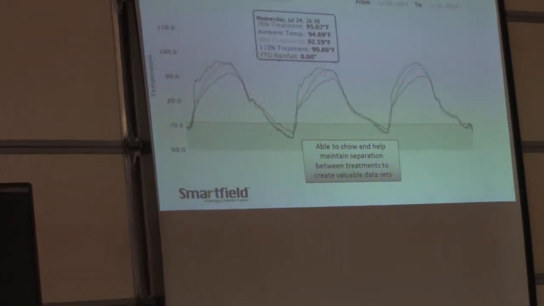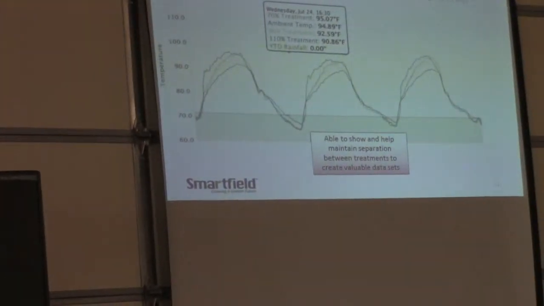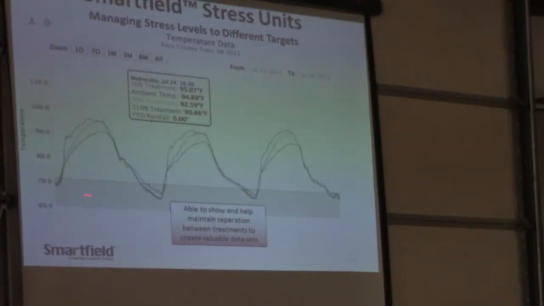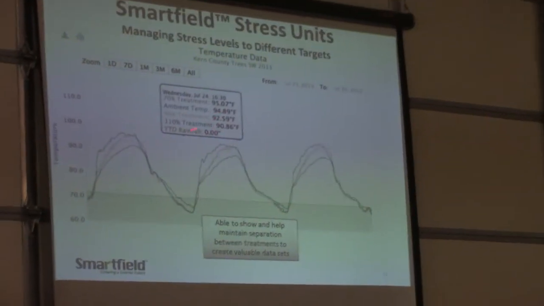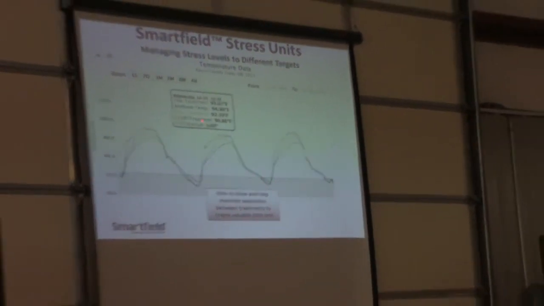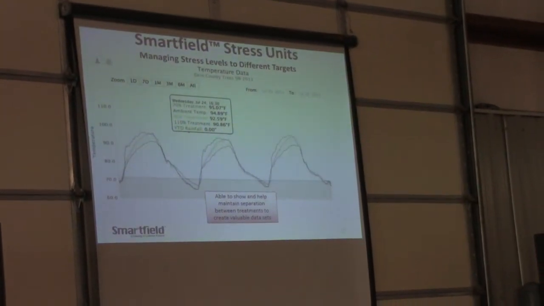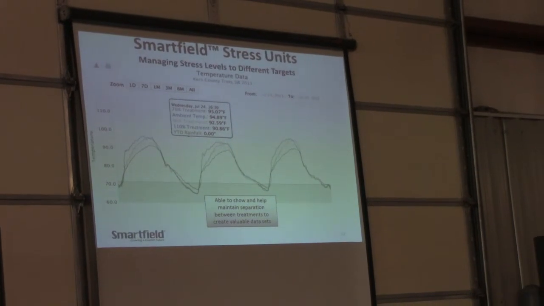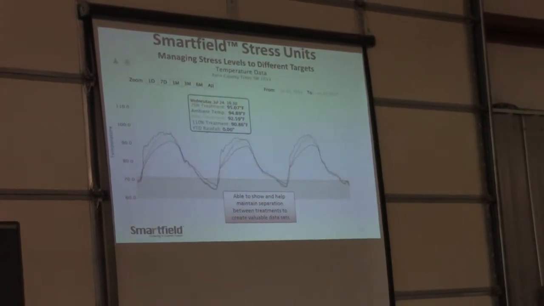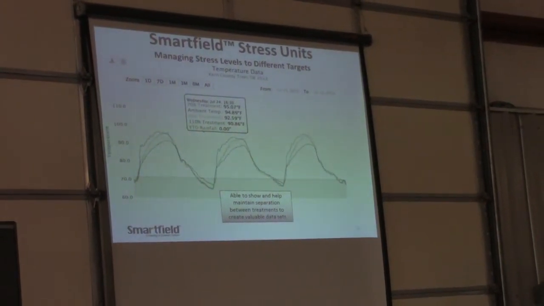Just another one of our graphs looking here at the different temperatures. In this particular example, this is from some of the tree data that we would take, where the temperature was about 95 degrees outside. We had a temperature range of about 90 to 95, depending on how much water we put on those trees.